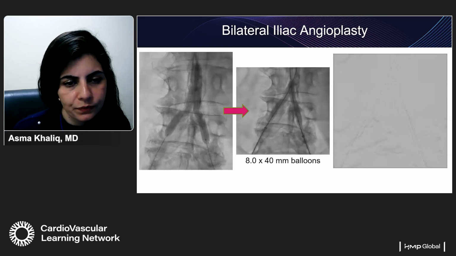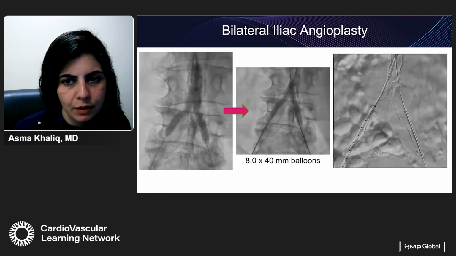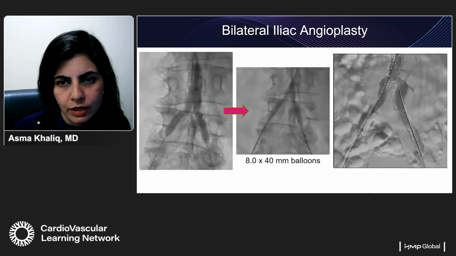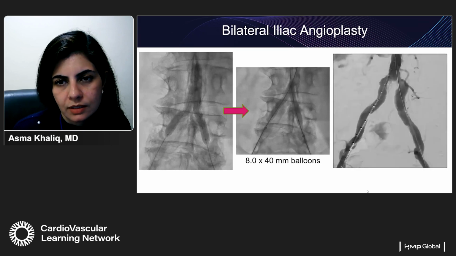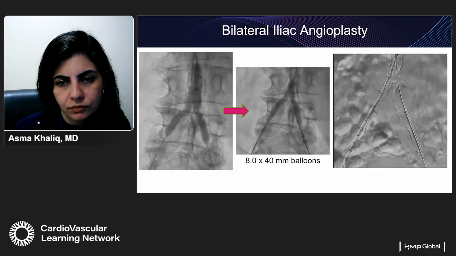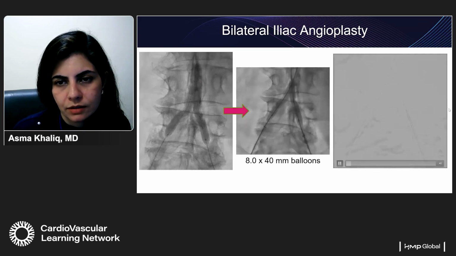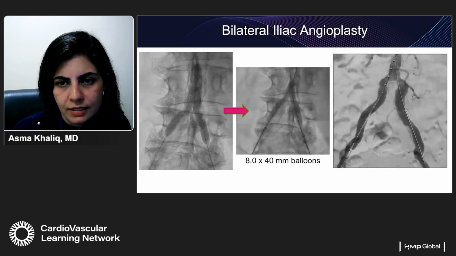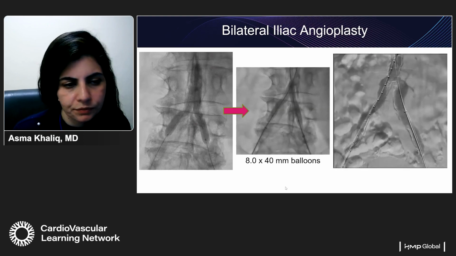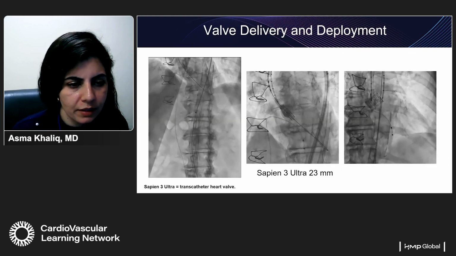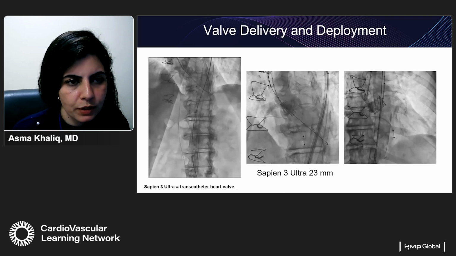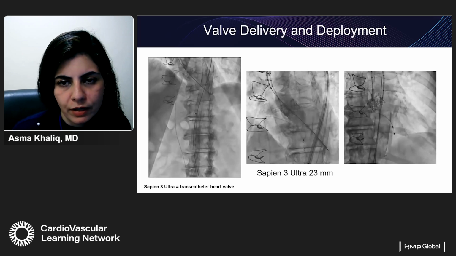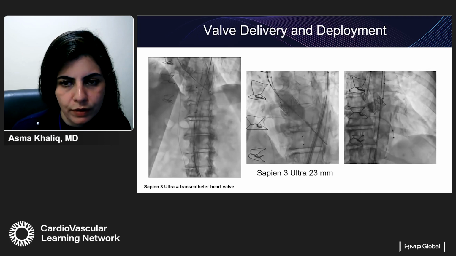This was followed by bilateral 8040 Mustang balloons. As you can see in this picture here on the right of the screen, there's very excellent bilateral results without any major significant dissections. And this was followed by Sapien 3 Ultra TAVR placement. It was a 23 millimeter valve. Excellent result of the valve.